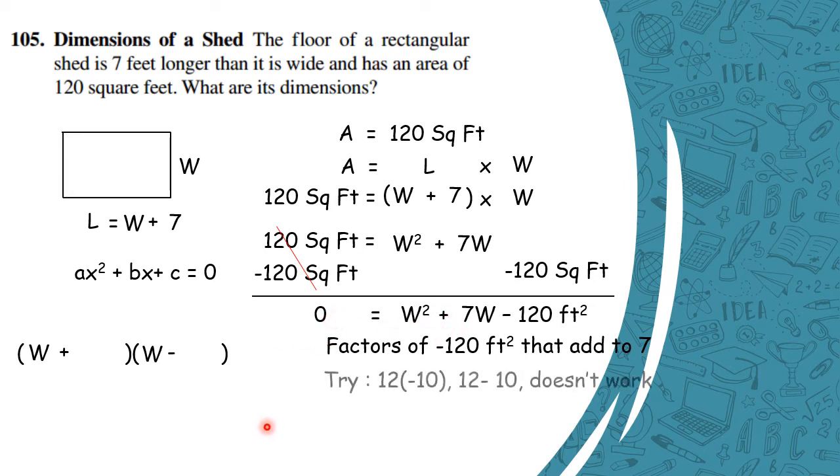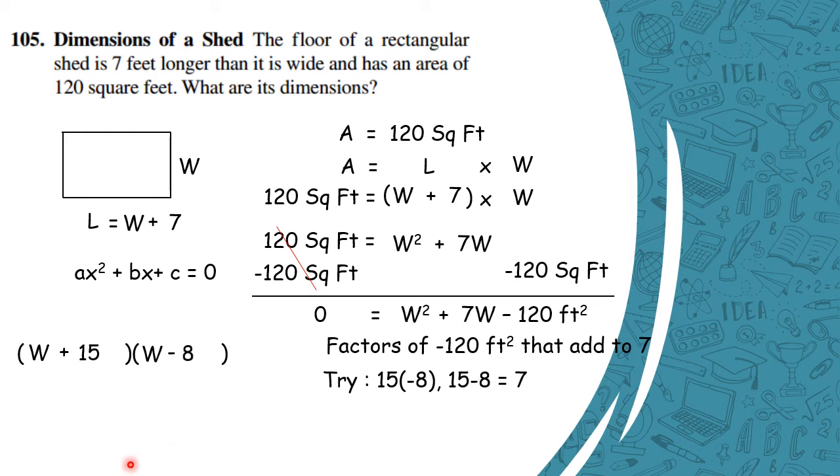So this will be just a bit of a trial and error. So for now, I'm going to try 12 times negative 10 and ask, is 12 and negative 10 equal to positive 7? So that doesn't work. I'll have to try another set of factors. So let me try 15 times negative 8. Is that equal to 7? I think it works, so I'm going to put it in.